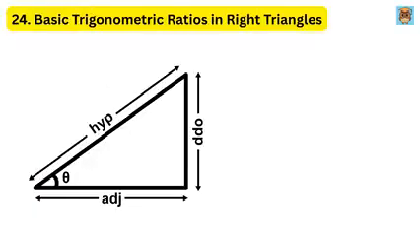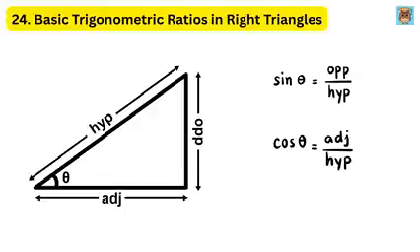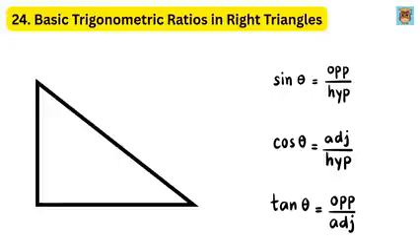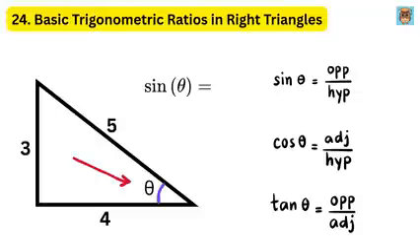24. Basic trigonometric ratios in right triangles. In a right triangle, the 3 basic trigonometric ratios help relate the sides to an angle, usually called theta. Sine is the opposite side divided by the hypotenuse. Cosine is the adjacent side divided by the hypotenuse, and tangent is the opposite side divided by the adjacent side. For example, if a right triangle has legs of 3 centimeters and 4 centimeters and a hypotenuse of 5 centimeters, then the sine of the angle opposite the 3 centimeter side is 3 divided by 5.